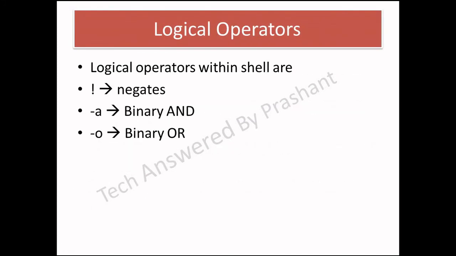Next is logical operators. The logical operators within the shell are this sign, which is for negation, -a for binary and, and -o for binary or. So these are the logical operators.